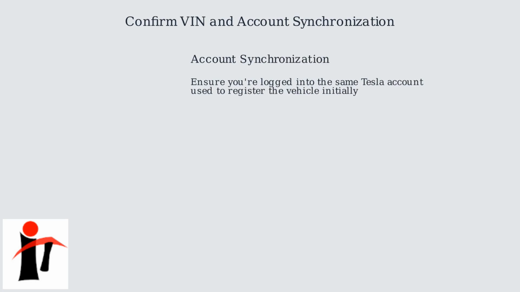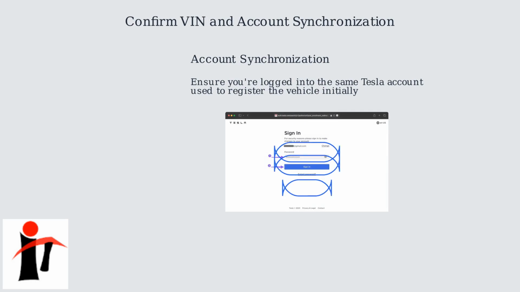Account synchronization is equally critical. Make sure you're logged into the exact Tesla account that was used when the vehicle was first registered. Any mismatch here can prevent the app from finding your car. On the Tesla sign-in page, enter the credentials for the account linked to your vehicle's registration. If you've forgotten your password, use the reset option to regain access.